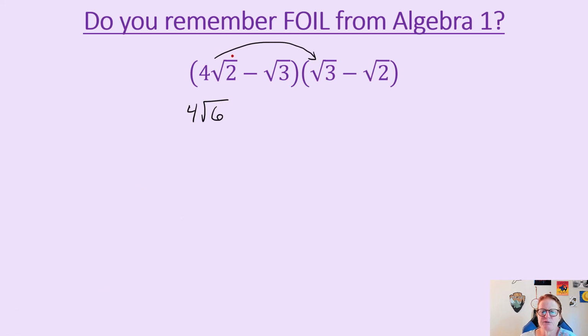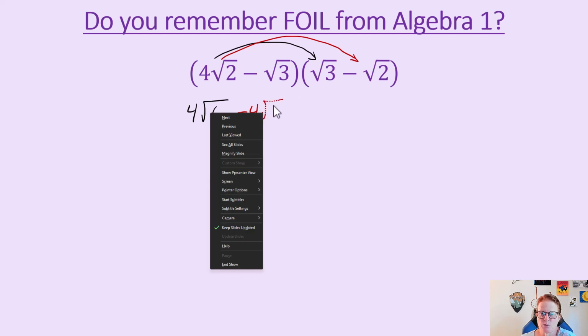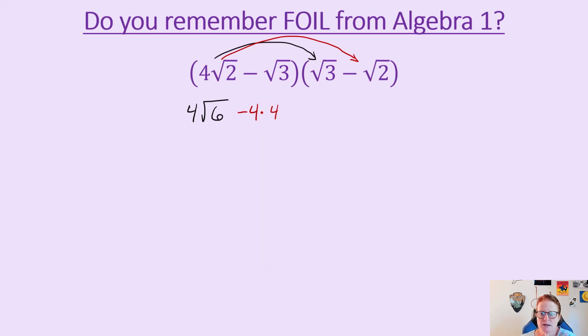Then you're going to do 4 square root of 2 and multiply it times square root of 2. So 4 times negative 1 is a negative 4, and square root of 2 times square root of 2 is square root of 4. Sorry, I was doing the answer in my head. Okay, so I did that one. That was the first terms in each binomial. Then I'm going to do the outer terms, the outside ones. This one on this side, this one on this side.